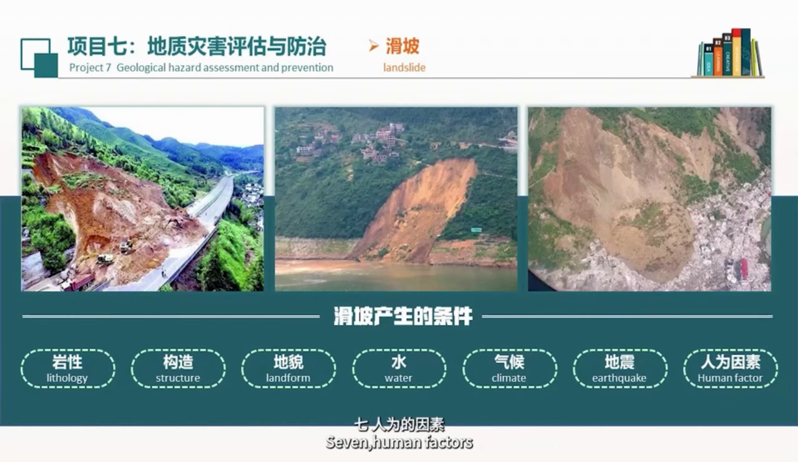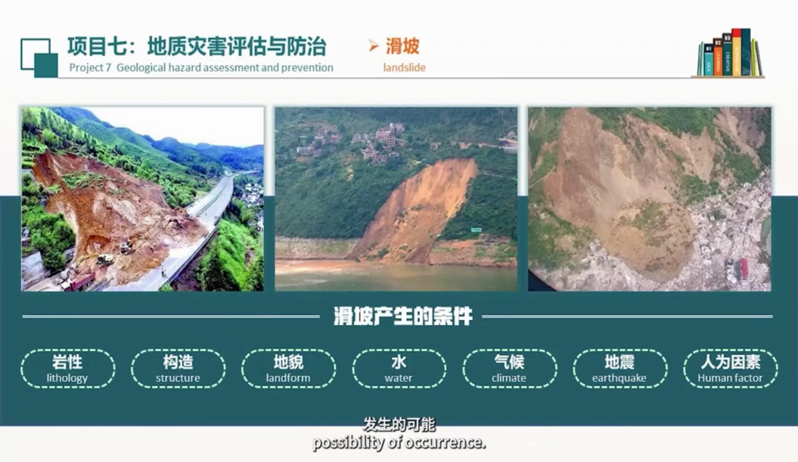7. Human factors. Artificial cutting has steepened the slope. Big blasting method of construction. The load action of engineering structures on slopes. Artificial water supply. Building leakage. There are no drains in the revetment, or poor drainage design. These are all human factors that trigger the possibility of a slide.